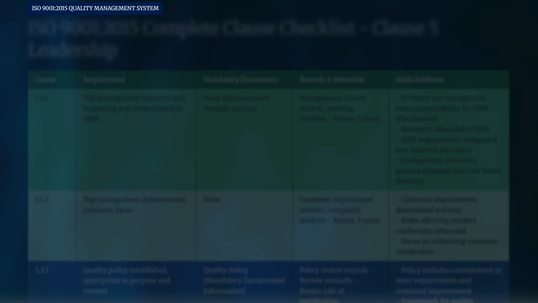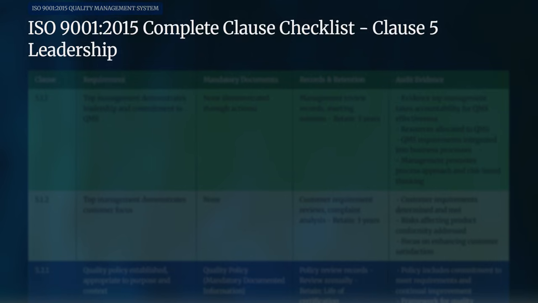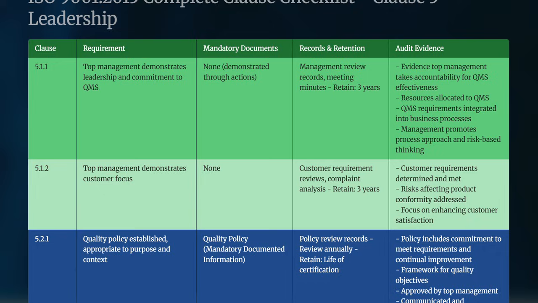All right. And now let's look at clause 5, Leadership, in ISO 9001:2015. In clause 5.1.1, the requirement is for top management to demonstrate leadership and commitment to the QMS. There is no mandatory document required here, but it needs to be demonstrated through actions. For the records, you need management review records and meeting minutes, and the retention period is 3 years.